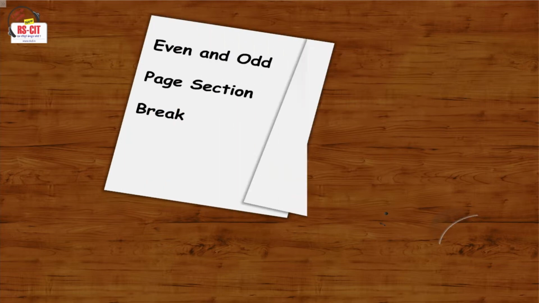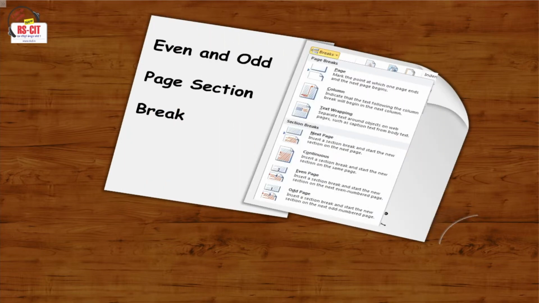Even or odd page section break. Inserting an even or odd page section break inserts the section break and then starts the new section on the next odd or even numbered page. Those people wanting their new chapters to always start on an odd or even page should use this option.